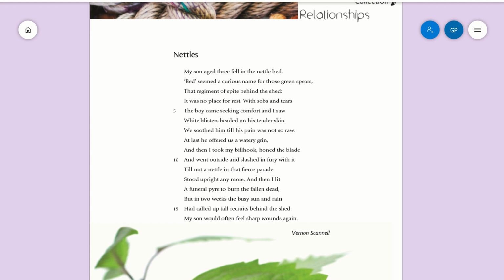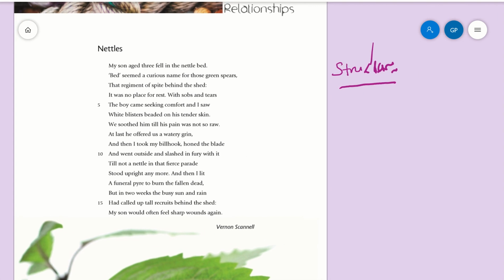Okay, so let's look at structure first of all. The structure of Nettles. That says structure in case you couldn't work that one out. So, do we have a regular rhyme scheme? Bed, spears, shed, tears. Seems pretty A, B, A, B to me. Saw, skin, raw, grin. Blade, it, parade, lit. Dead, rain, shed again. Yes, there is a regular A, B rhyme structure.